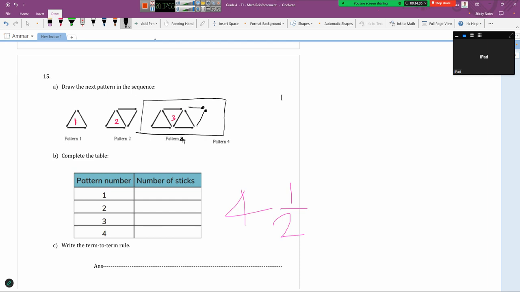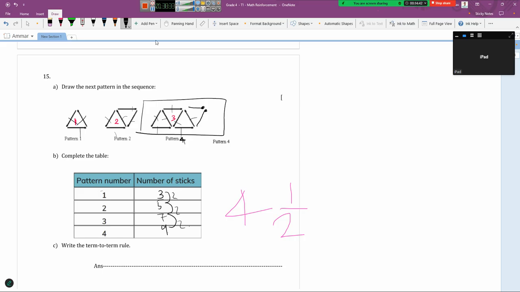Now complete the table. Pattern number, number of sticks. How many sticks do we have in pattern number 1? 1, 2, 3, right? 3. And in the second pattern, 5. 1, 2, 3, 4, 5. And the third one, 7. And in the fourth one, 9. So the increment is 2. Now write the term to term rule.